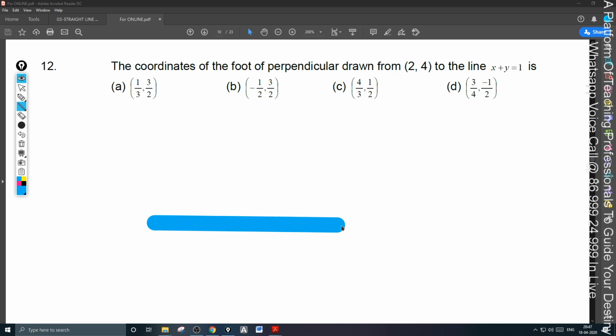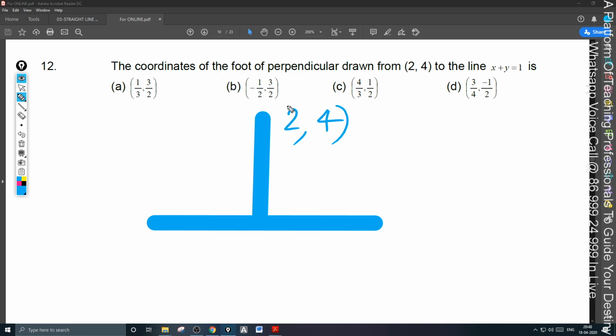What is the line given here? This is the line given. What is the line? X plus y is equal to 1, and this is the foot. So, if you take the point as (2, 4) and the line is given to be x plus y is equal to 1, we need the foot here.